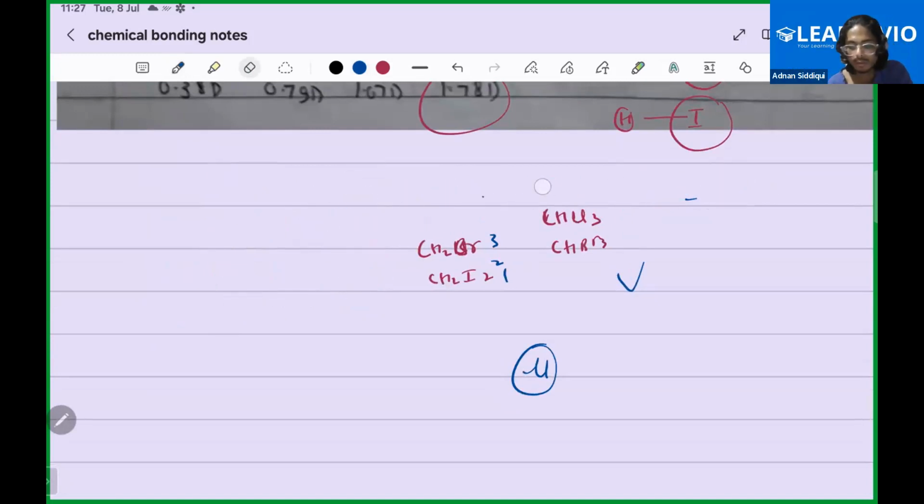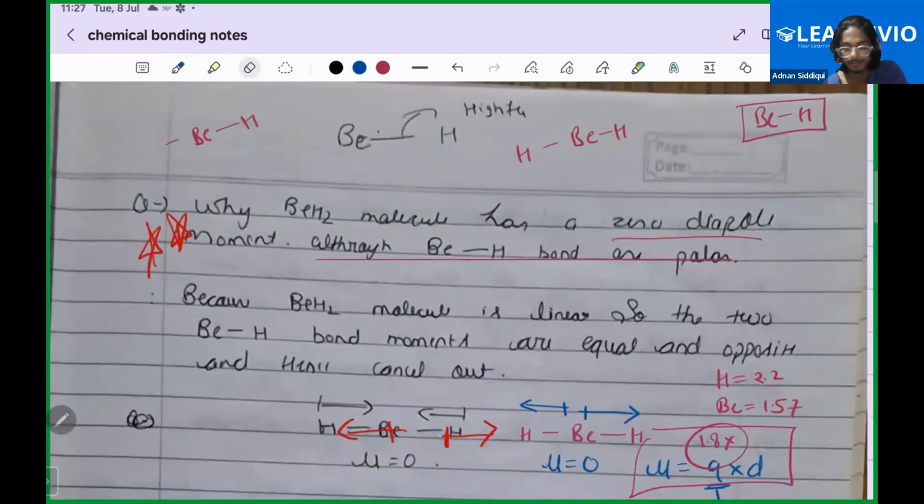The resistance is also going to contribute, but for simpler molecules like HI and HF, it is not that significant.